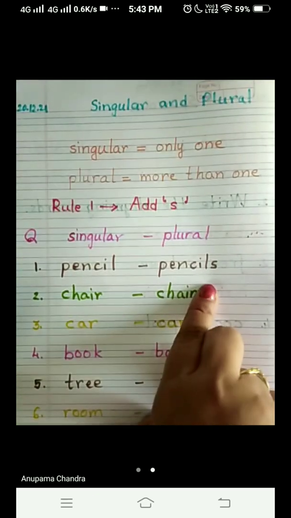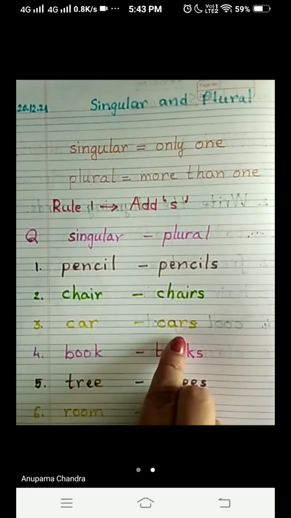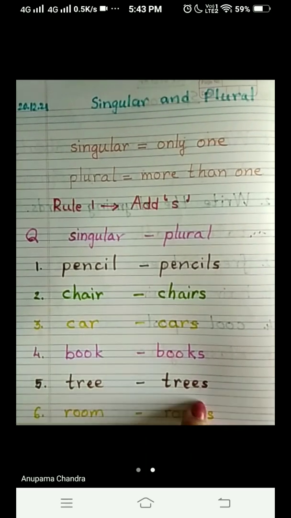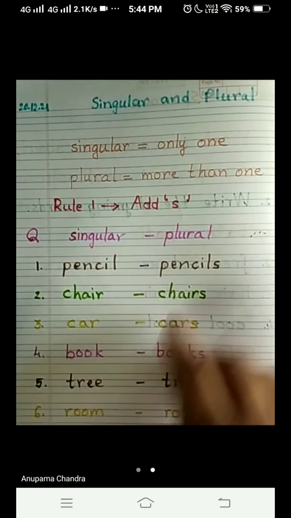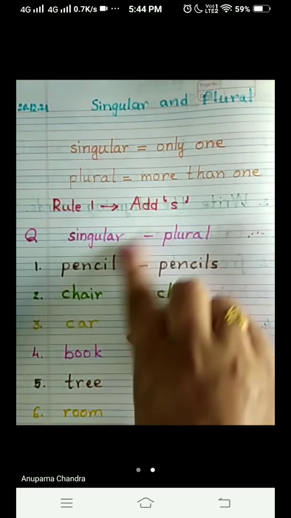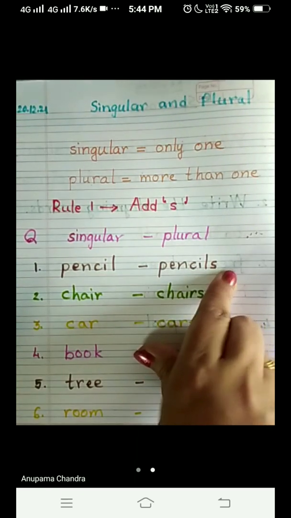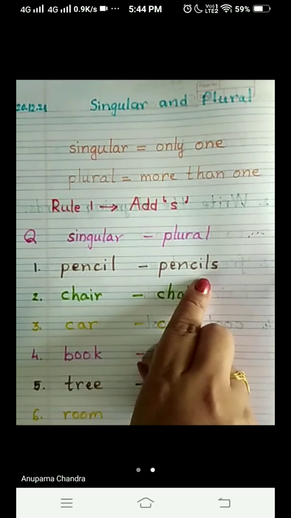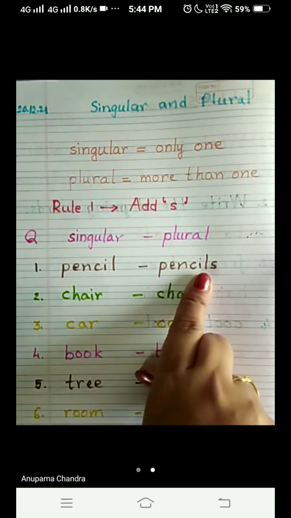Pencil, pencils. Chair, chairs. Car, cars. Book, books. Tree, trees. Room, rooms. In all these words, what we did was we just added an s to the given word, and that makes the plural form of the word. Pencil, pencils. Can you see? The difference is only s at the end. Now we come to rule number 2.